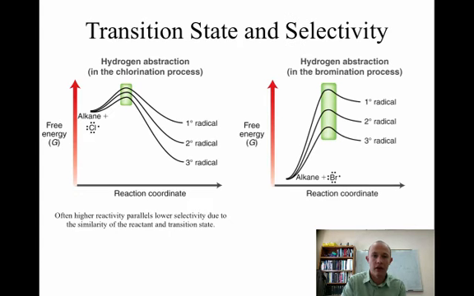Let's look at why in a little bit more depth. If we're just looking at that first hydrogen abstraction step, this is the rate determining step, the slow step, right? Chlorine radical is much higher in energy, so it's more reactive compared to the bromine radical, right? That means the activation energy is smaller, which means the differences in the transition states that lead to a primary, secondary, or tertiary radical are very small.